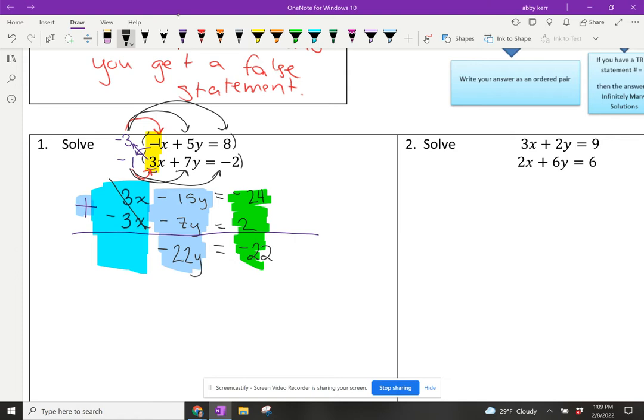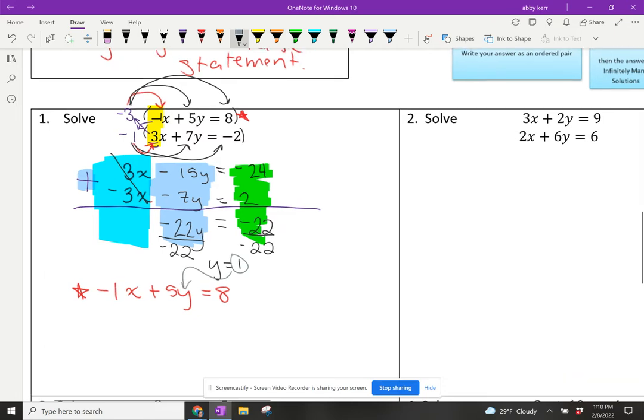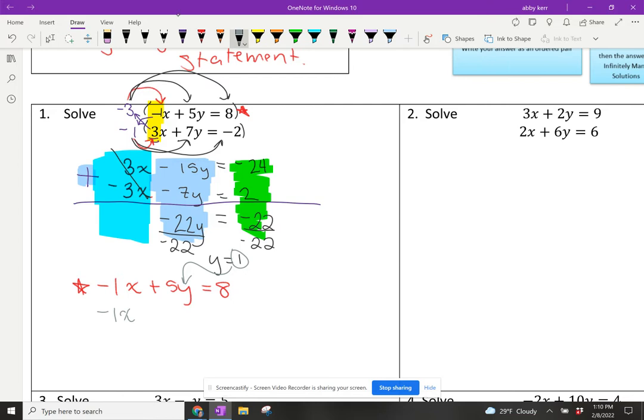Now at this step, we should have a one-step equation, and we should have y equals 1. Now we get to pick our equation. I'm just going to pick number 1. You can pick number 2 if you want. We have negative 1x plus 5y equals 8. All we're doing now is plugging that 1 into the y value. Remember, when we plug something in, we want to use parentheses, and that means to multiply. At this point, we're going to have a two-step equation.